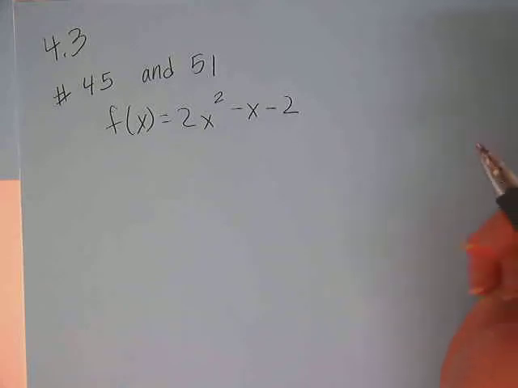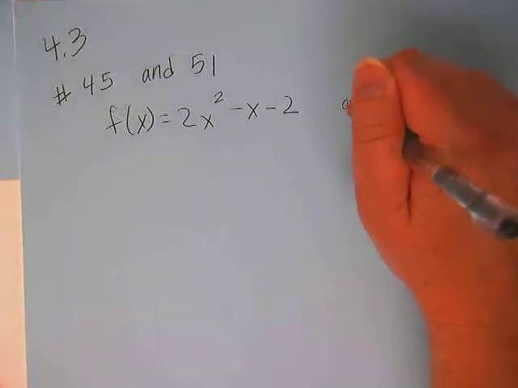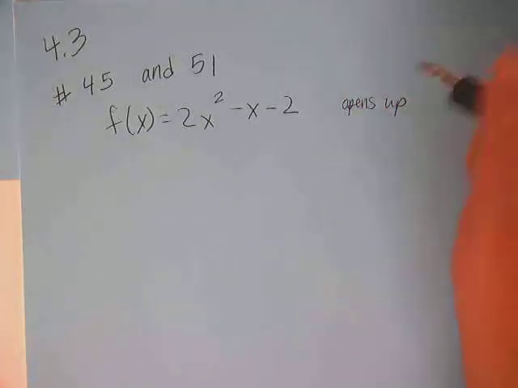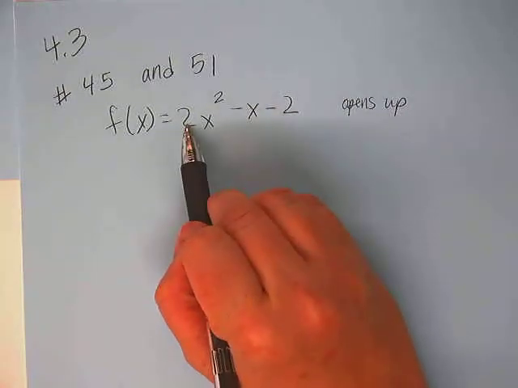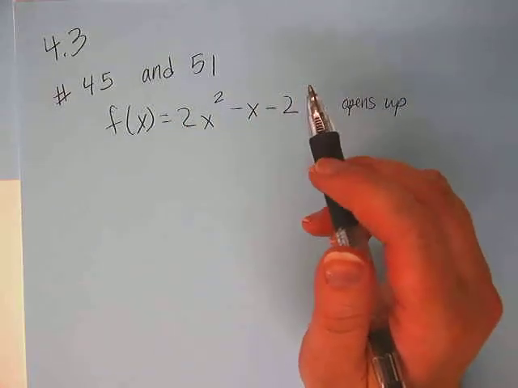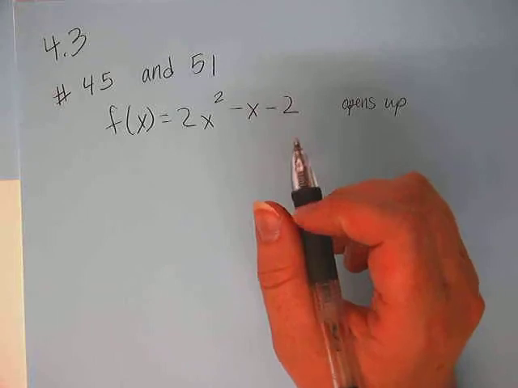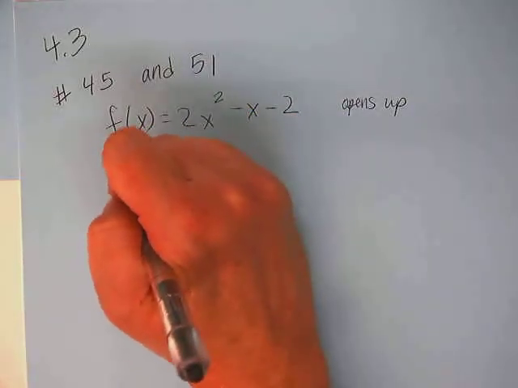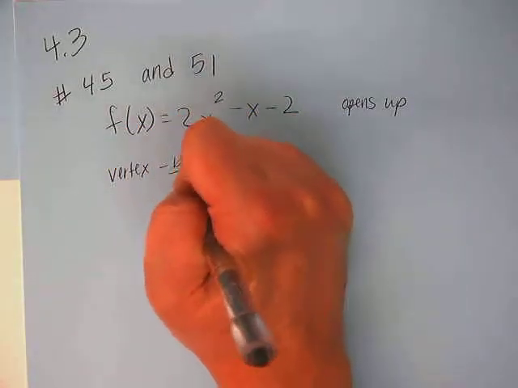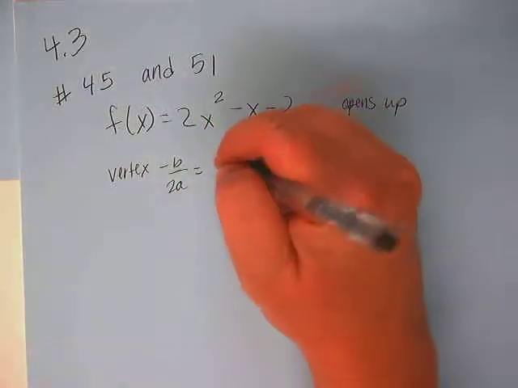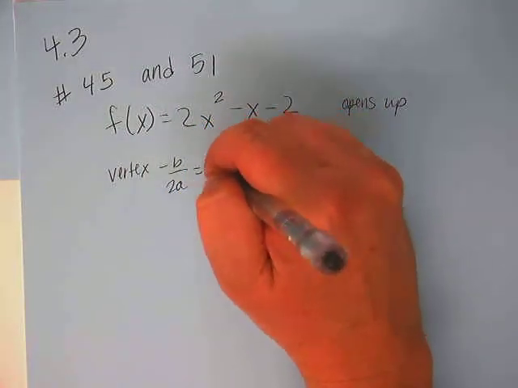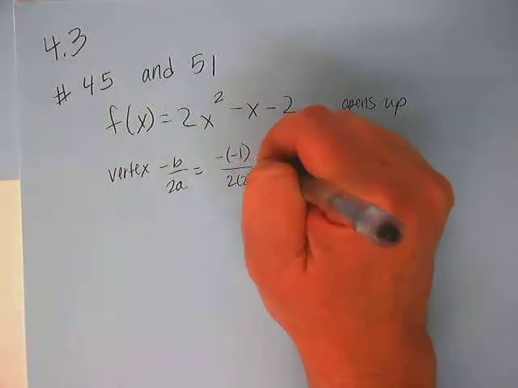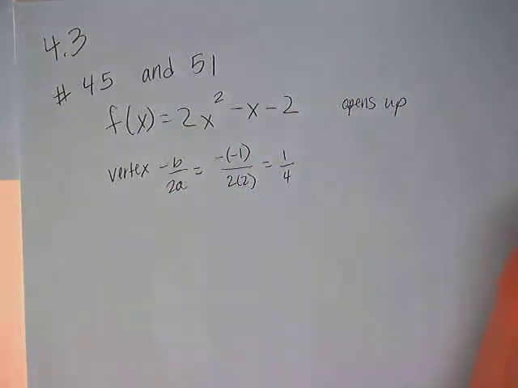Step 1, does it open up or down? Opens up. How do we know? It's a positive 2 in the front. Okay, next, find the vertex. So vertex is negative b over 2a. So we go negative, negative 1 over 2 times 2. So positive 1/4.